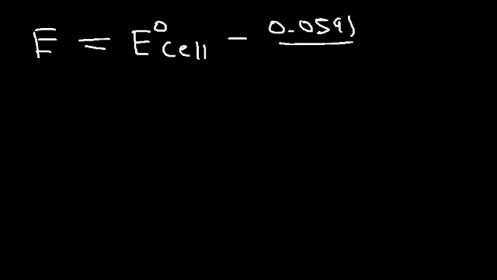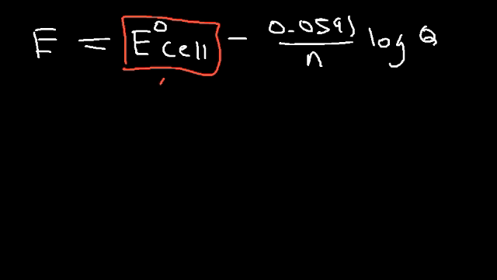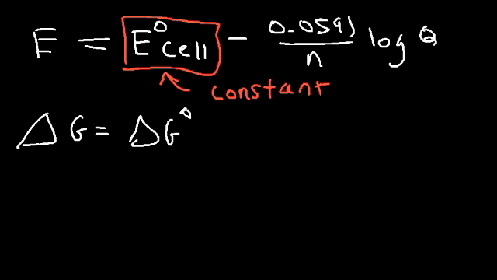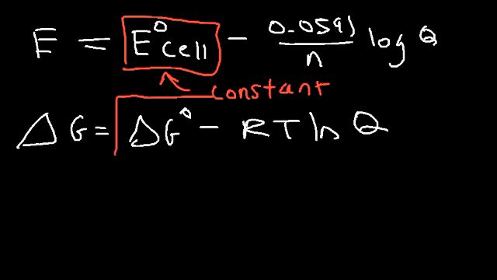One thing I do want to mention is that notice that the non-standard cell potential is dependent on the concentration of the reactants and the products. So if you change the concentration of the reactants or the products, the non-standard cell potential will change, not the standard cell potential. This is going to be relatively constant. Now the same is true for delta G. The non-standard delta G value will change whenever you change the concentration of the products or the reactants. However, the standard delta G value will be constant.